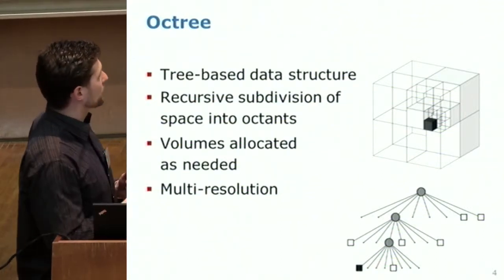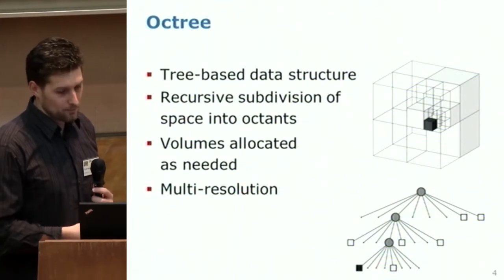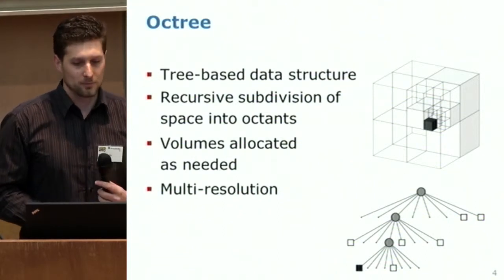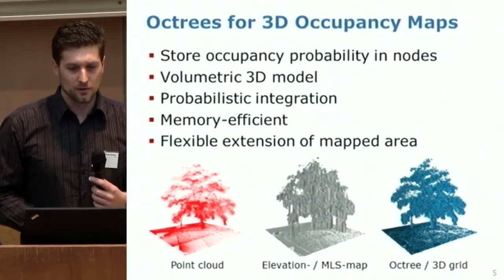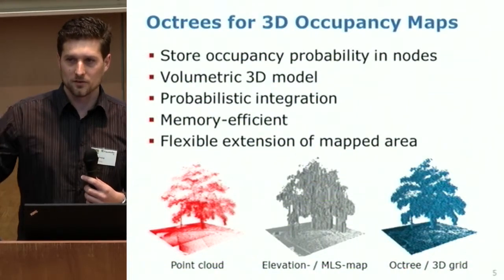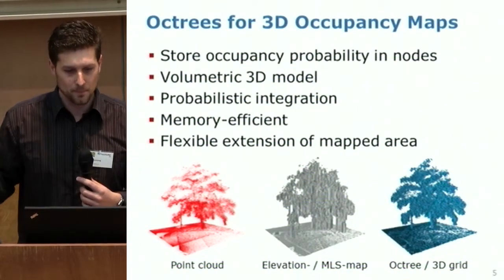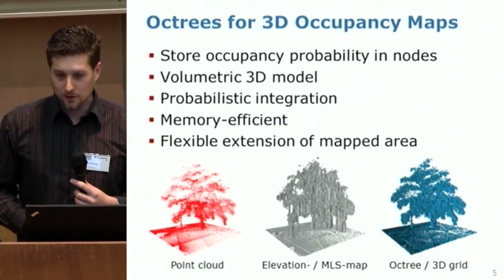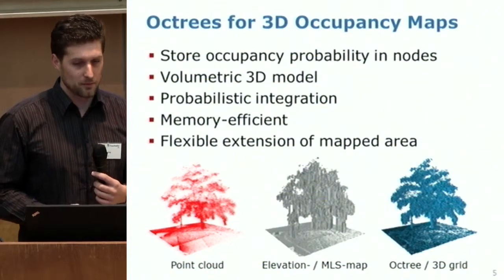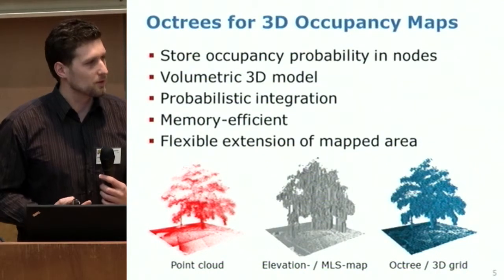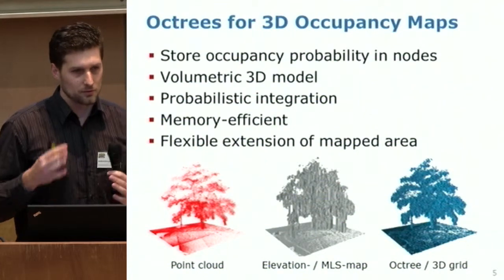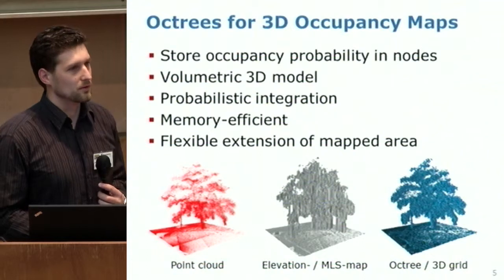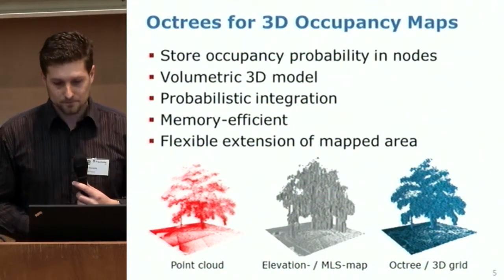Now, this is a binary representation of free and occupied. If we now think of using octrees for a 3D occupancy map, we actually want to store some sort of occupancy probability in the nodes, so we have a probability that this portion of the space is occupied. If you do this in an Octree, so now we're storing probabilities, then we actually can perform 3D occupancy mapping. We have a volumetric 3D model given by the Octree. We will have probabilistic integration. It will be memory efficient, as we will see in some sample data sets.